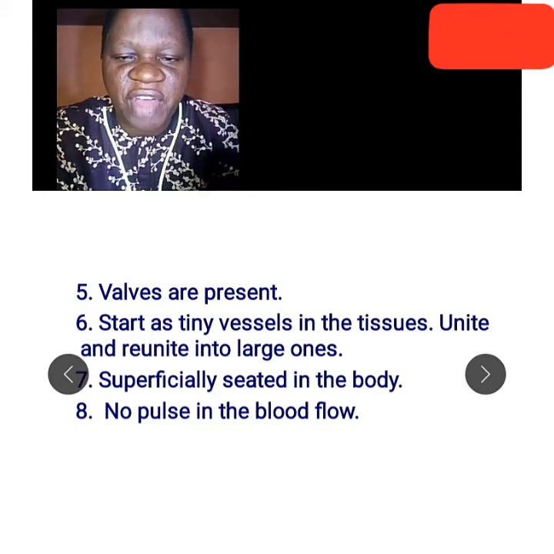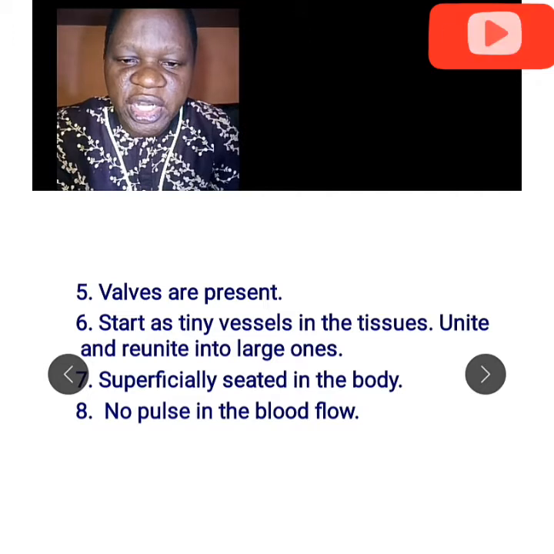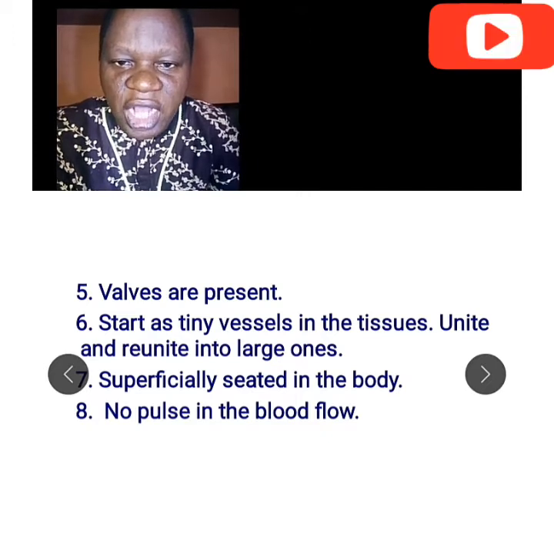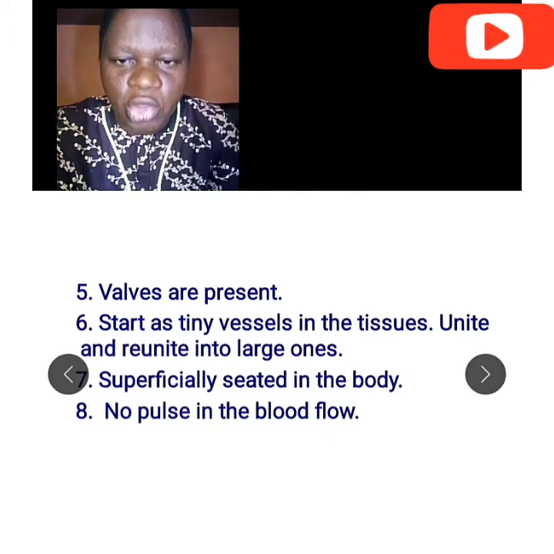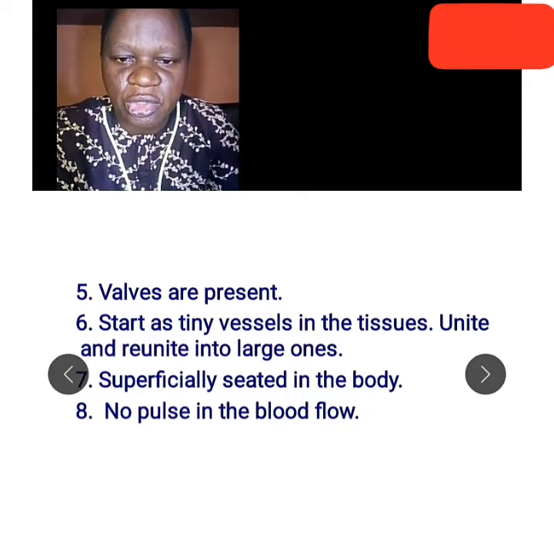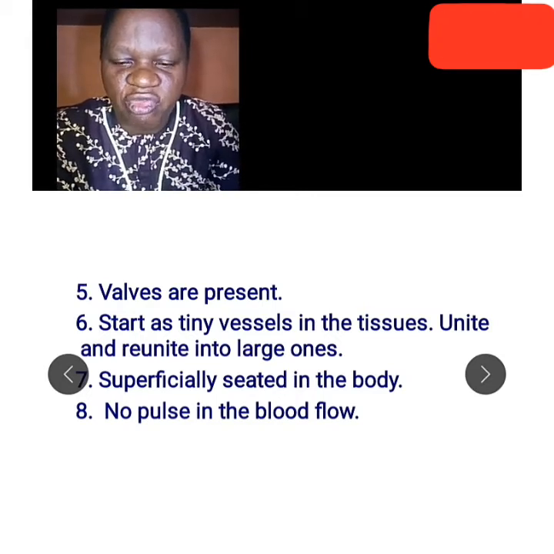Then there are valves present. Why are there valves present? Because the blood flowing in the vein is at low pressure. So if there is no valve to stop the backflow of blood, the blood can easily return back into the other part of the body instead of going to the heart for oxygenation. So the valves here will also help to prevent the backflow of blood.